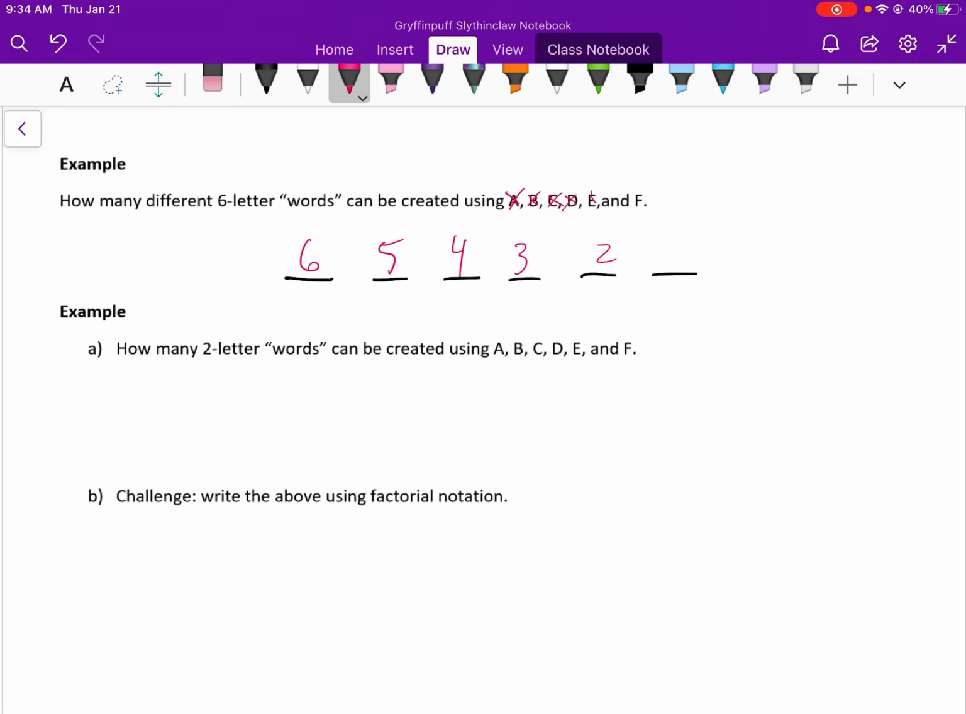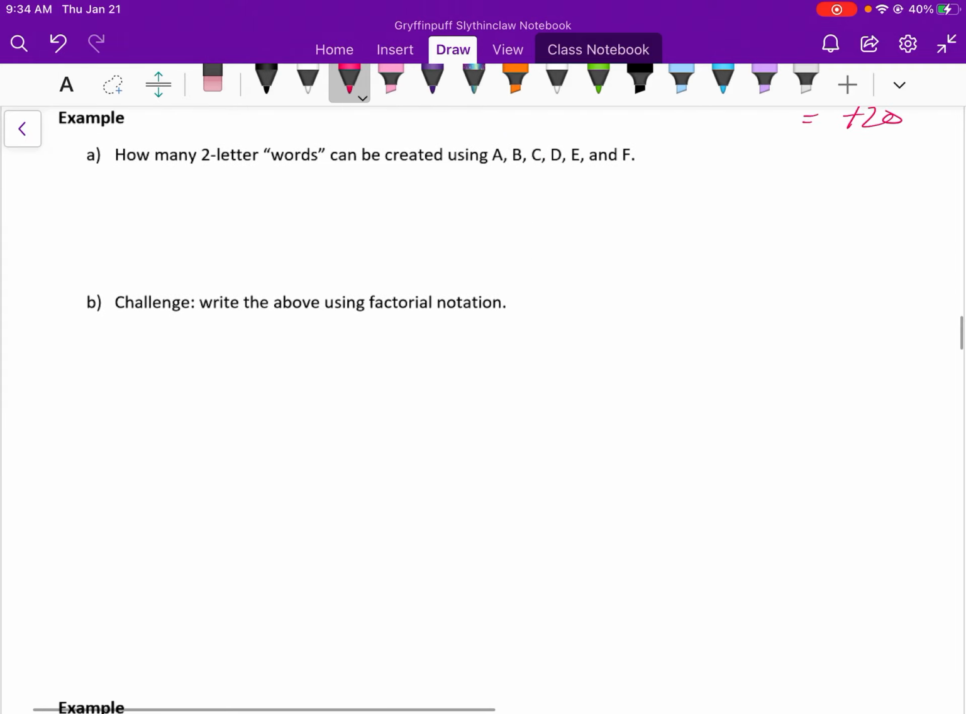My second place, there are 5 remaining letters. My third place, there's 4, 3, 2, and 1. In other words, 6 factorial, and 6 factorial is equal to 720. Fair enough. I used the fundamental counting principle to determine the number of arrangements, and it presented itself in factorial notation.